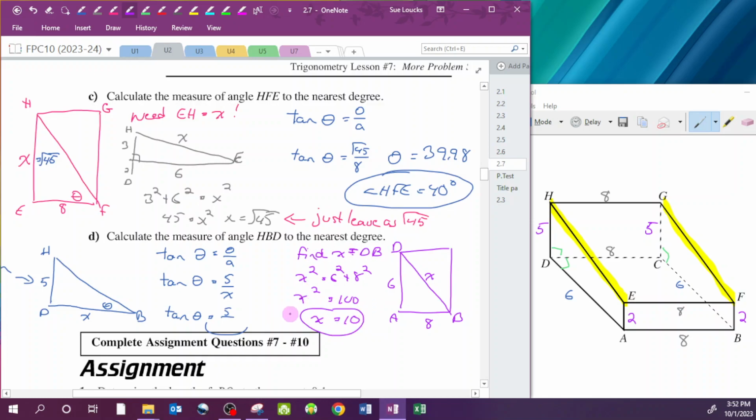So I can take my 10 and I can put it in here. And I've kind of run out of space here. This is the disadvantage of doing this. But if I take this and come over here and down here, my tan theta equals 5 over 10. So theta equals 27 degrees. Okay, so that's the answer: the measure of HBD is 27 degrees.